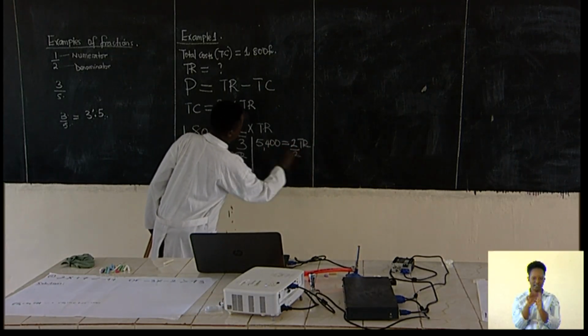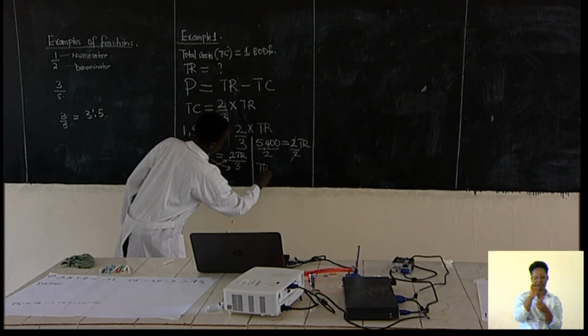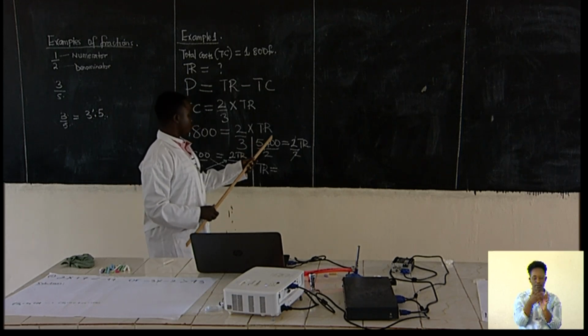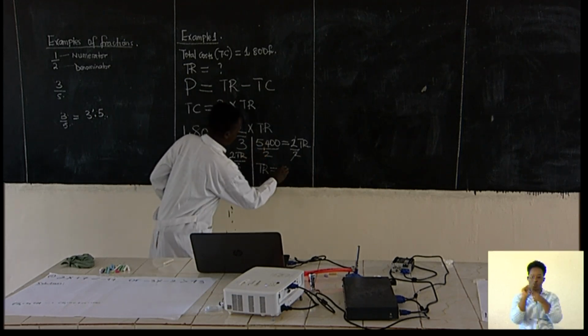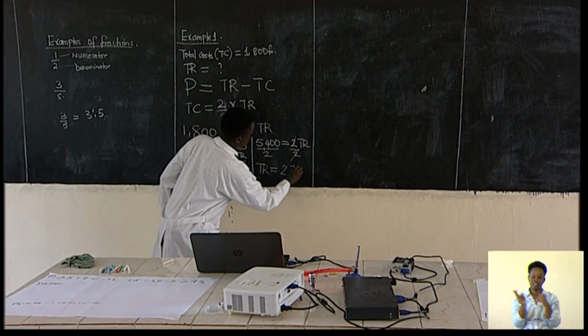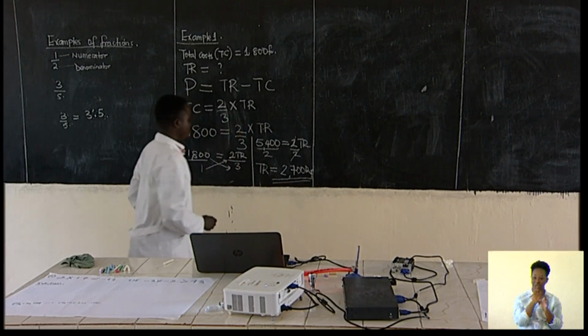So to get our total revenue, you divide both sides by 2. So our total revenue here is equal to, if you get 5,400 and you divide by 2, you will get 2,700 francs. Meaning that this is our total revenue realized.